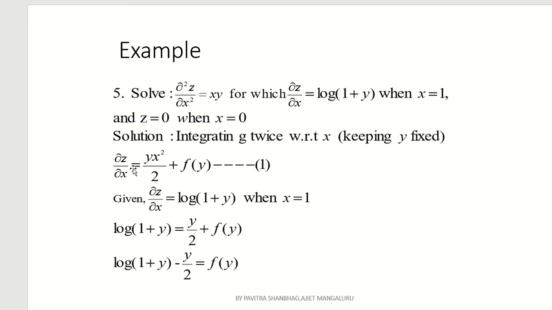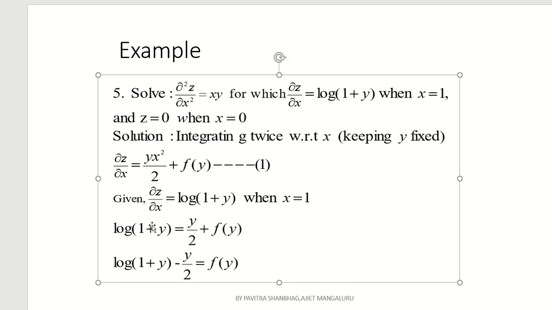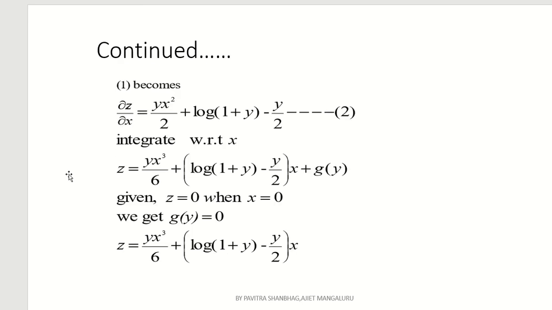You will get what? Log of (1+y) equal to y into 1/2, because x equal to 1 given, plus f of y. Or small f of y is nothing but log of (1+y) minus y/2, right? Now expression 1 becomes what? Therefore ∂z/∂x equal to x²y/2 plus log of (1+y) minus y/2. Now our intention is to obtain z.